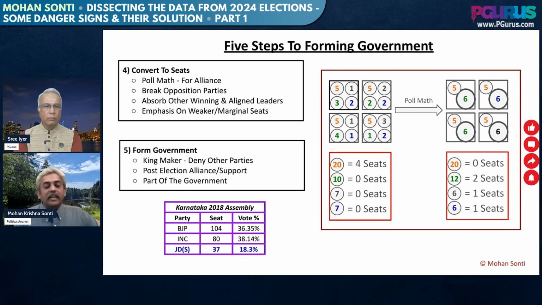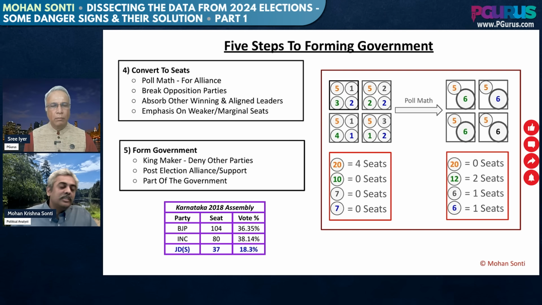Then emphasis on weaker and marginal seats, which is again part of the poll math and alliance, right? You make sure where you're weaker and you try to jump over that hoop to make sure you get the seat. The last one is about forming the government. Why is this a separate step? If you have enough seats, you should form the government. Not necessarily. For example, in Karnataka, BJP got 104 seats, 36%. Congress got 38% and 80 seats. JDS got 37 seats with 18%, and he was the chief minister.